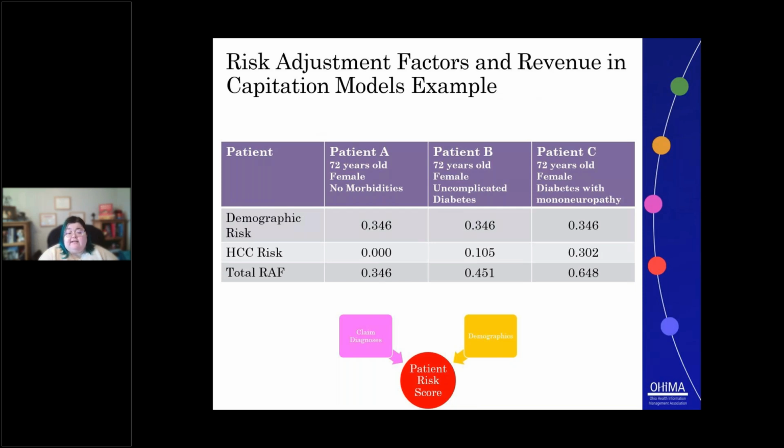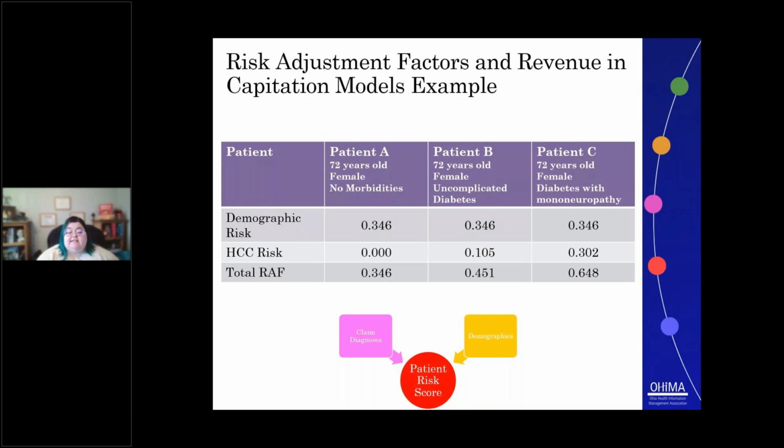Patient B, let's say, has had a single visit with a diagnosis code of E11.9, which is type 2 diabetes without complication. So the HCC weight for diabetes without complication, or HCC 19, of 0.105 is added to that demographic weight of 0.346. And you can see here becomes an individual RAF score of 0.451.